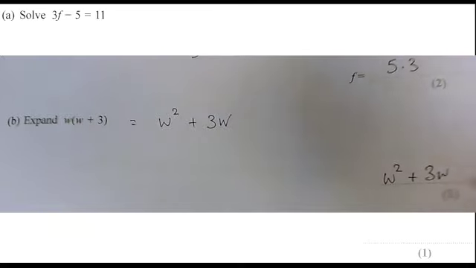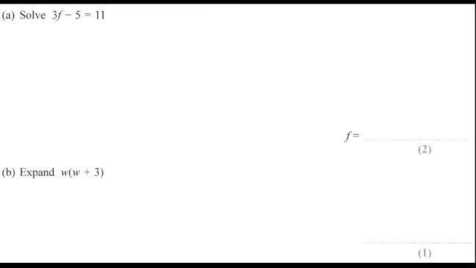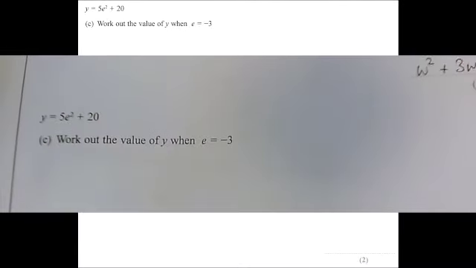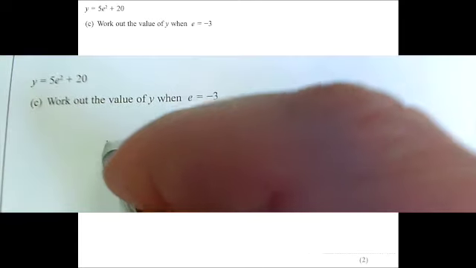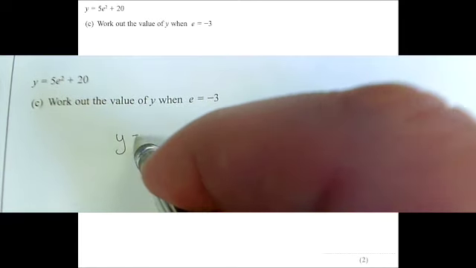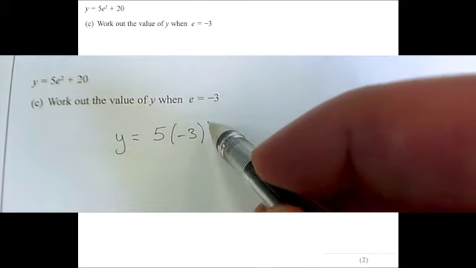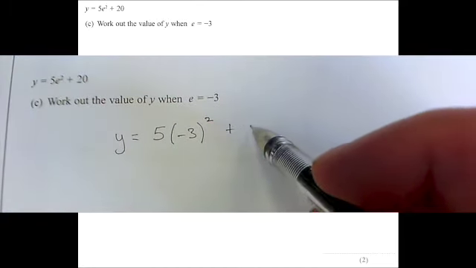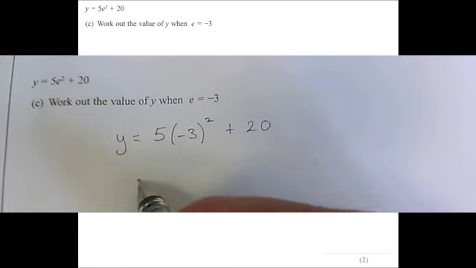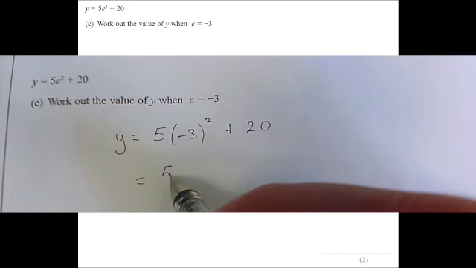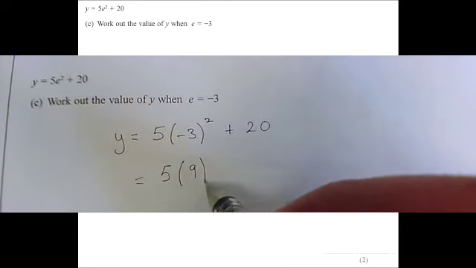Okay, and the next part, part C, is asking us to do a substitution. We've got to take out the e and replace it with minus 3. Now when you replace things, substitutions, please use brackets the first time. So out comes the e and I'm replacing it with a bracketed minus 3, because that way, even if you do this in the calculator, it will understand what's happening. Without it, it won't.